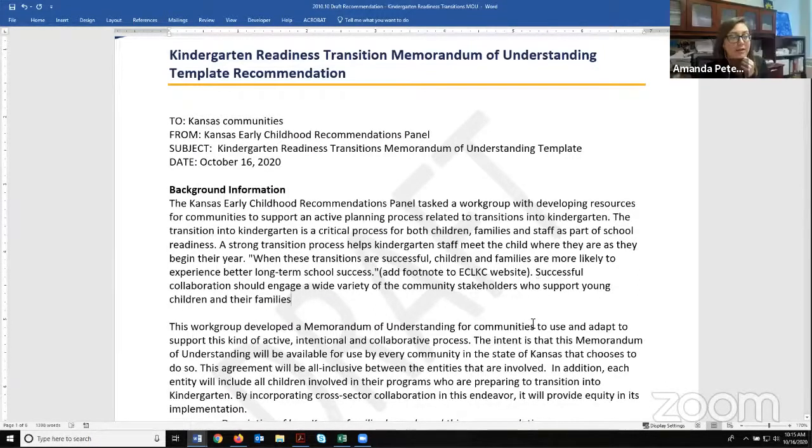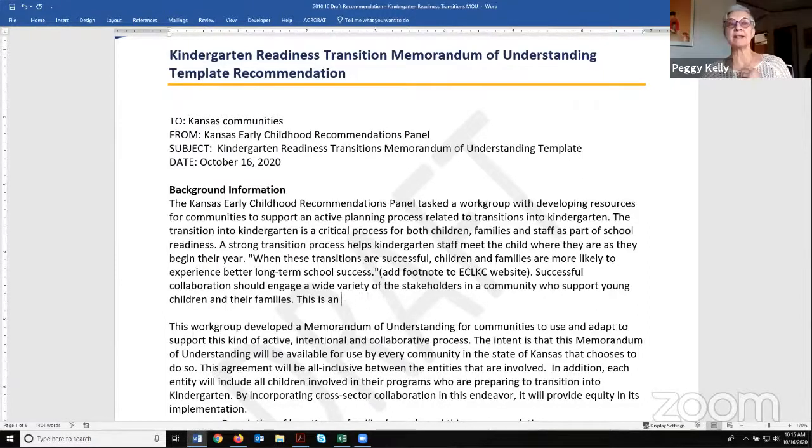So if we're saying successful collaboration should engage a wide variety of stakeholders in a community who support young children and their families, and this is an issue that affects the entire community, or, I don't know if that sounds quite right. This is an issue that, go ahead, Peggy. This is an opportunity that impacts the entire community.